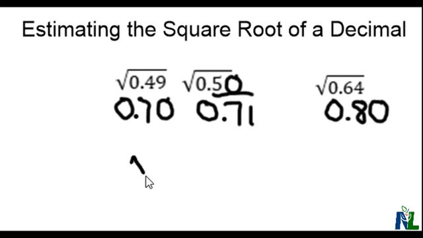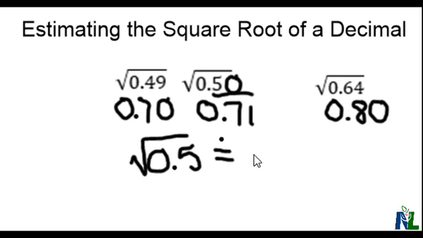So we can finish up by saying that we were asked for the square root of 5/10, and we're going to say the square root of 5/10 is about 71 hundredths.